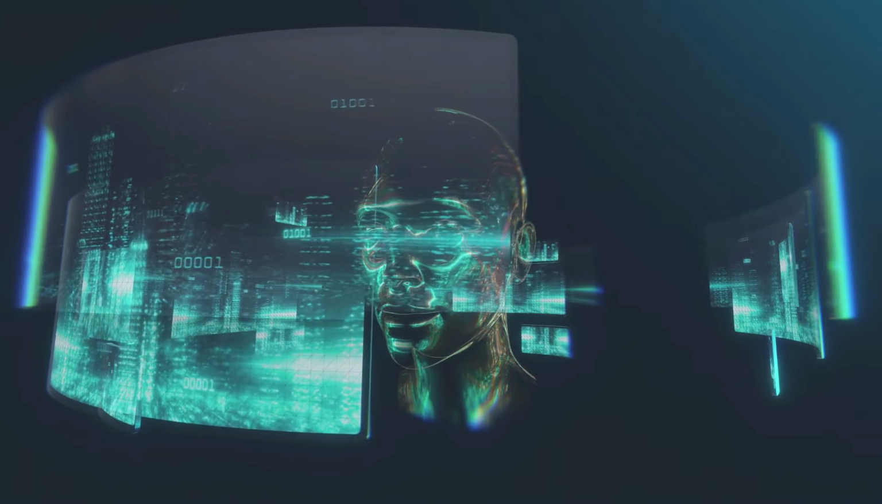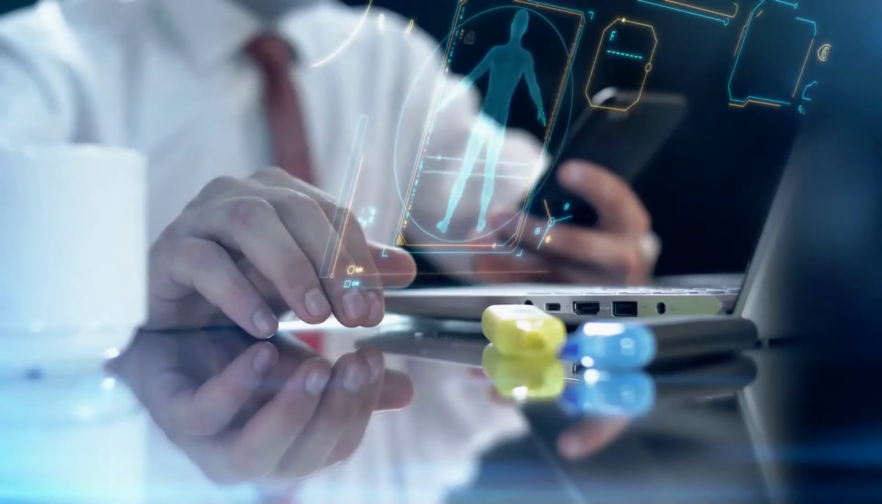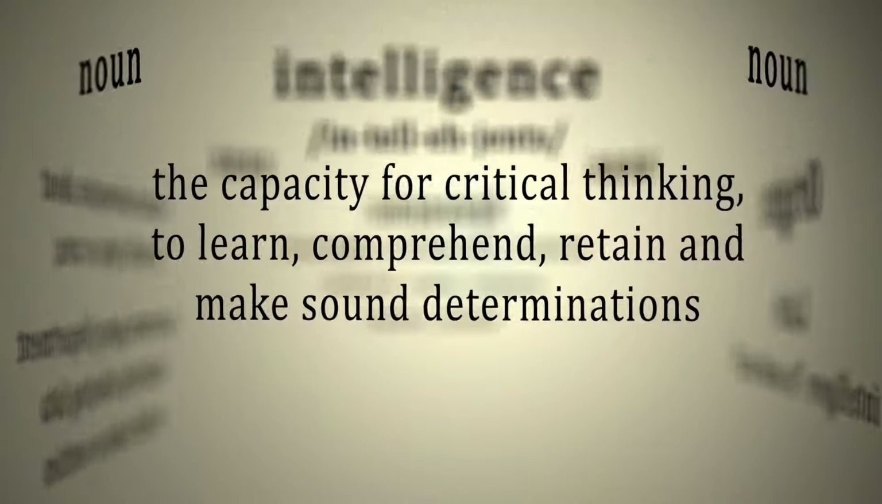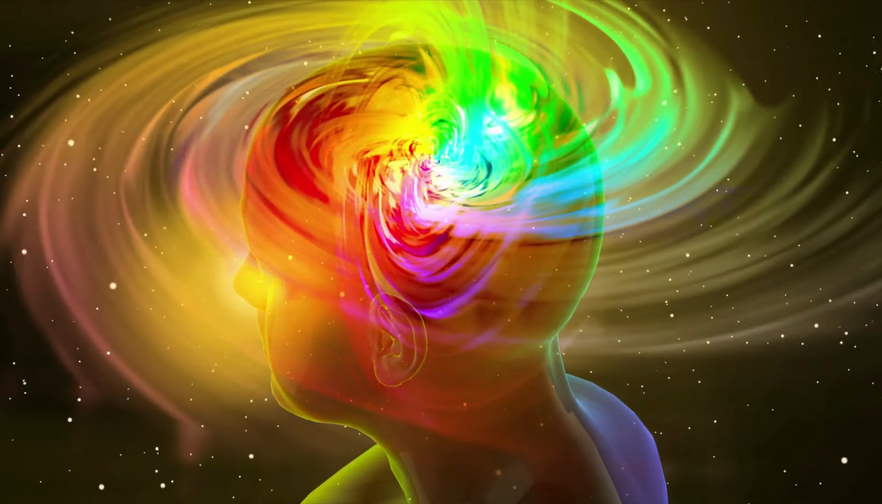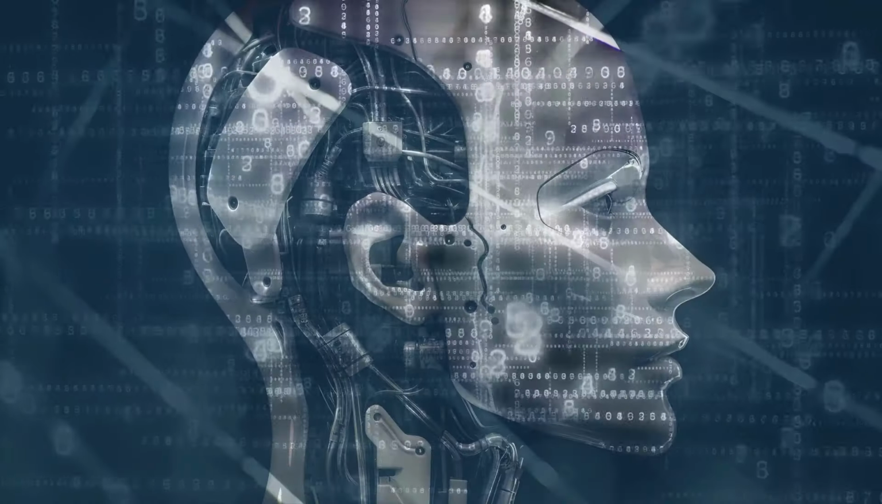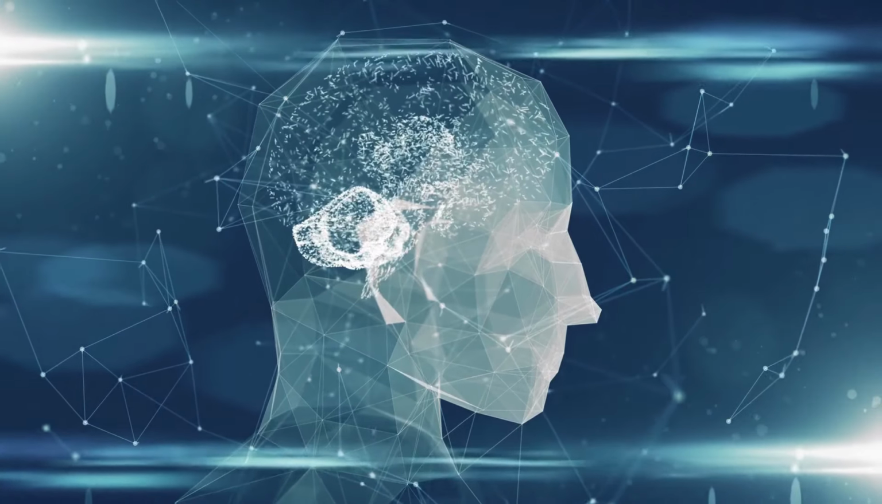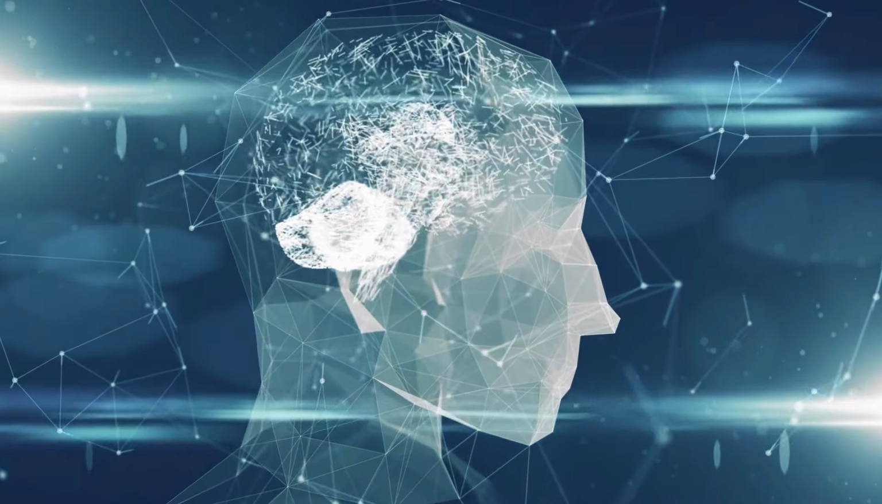11. Artificial Superintelligence, ASI. Beyond AGI lies the realm of artificial superintelligence. ASI refers to a level of machine intelligence that surpasses human intelligence across all fields, from creativity and social intelligence to general wisdom. It's an AI that doesn't just mimic or replicate human intelligence, but transcends it.